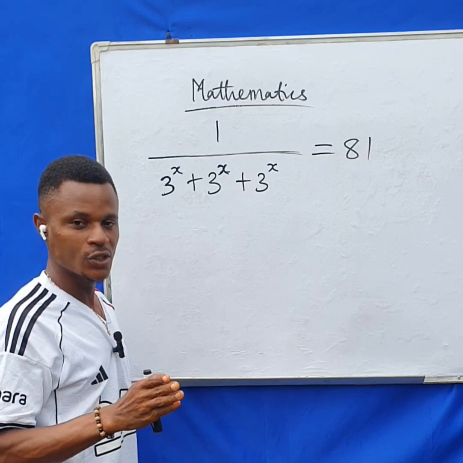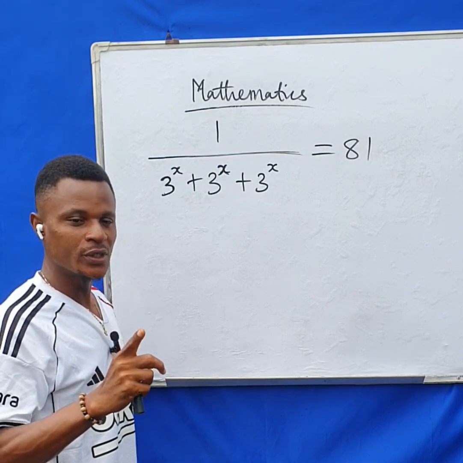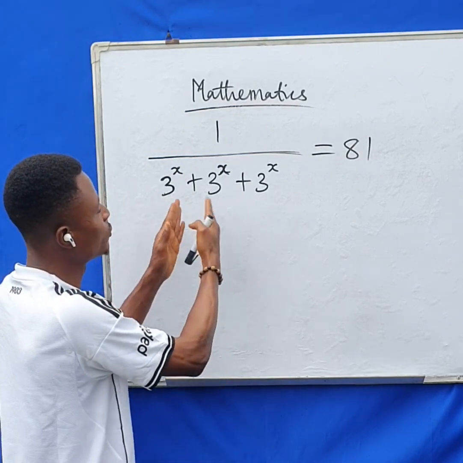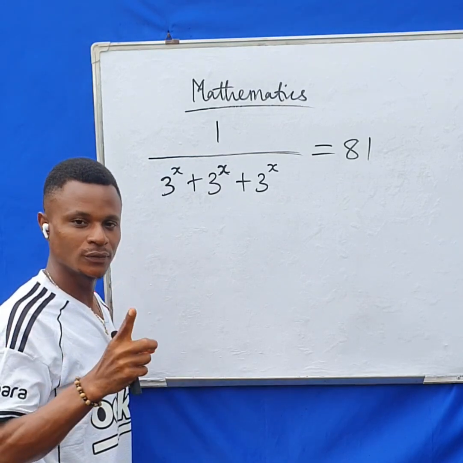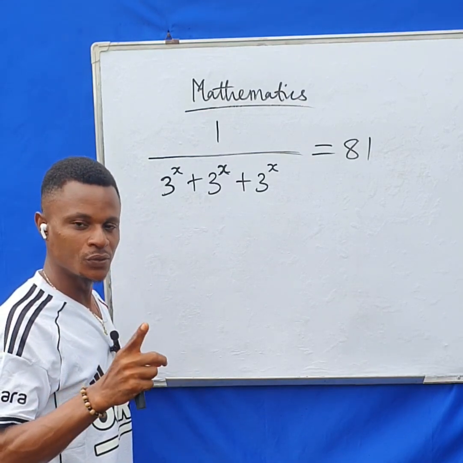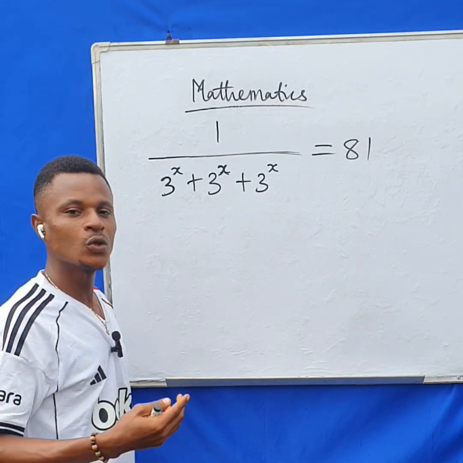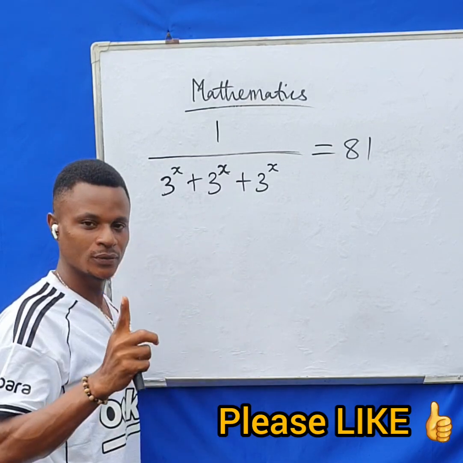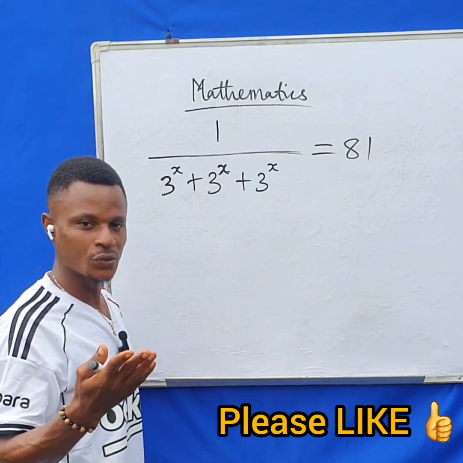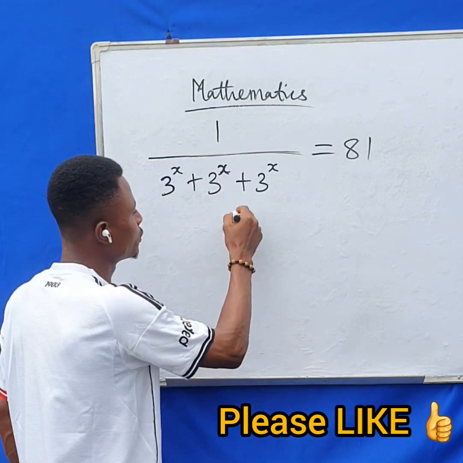If you want to solve this question, the first thing you need to do is to combine these three so that they will become 1. That's the first thing we need to do. Now the question is, how do we combine these three to become 1? It's very simple. Let me show you. This is the solution.